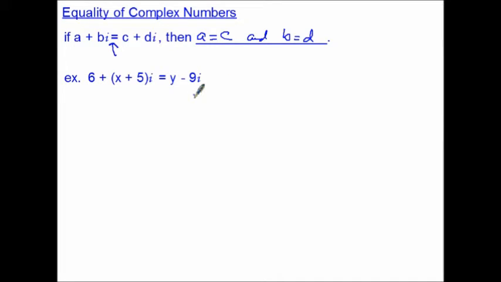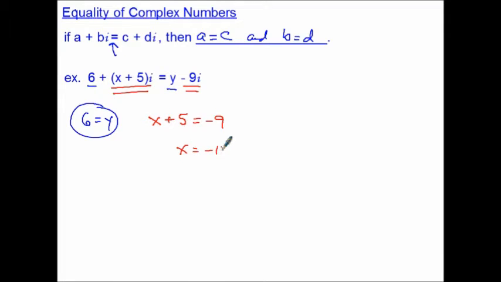Alright, so if you're given something like this and asked to solve for x and y or whatever like that, all you have to do again is put the real part with the real part. So I've got the 6 is the real part here and the y is the real part there. So 6 equals y, earth-shattering realization right there, but really nothing to do there. And then as a second one, I've got this x plus 5 with the i attached to it is equal to the -9i. So again, not overly challenging here, but still x plus 5 equals -9, so then x is going to equal -14.